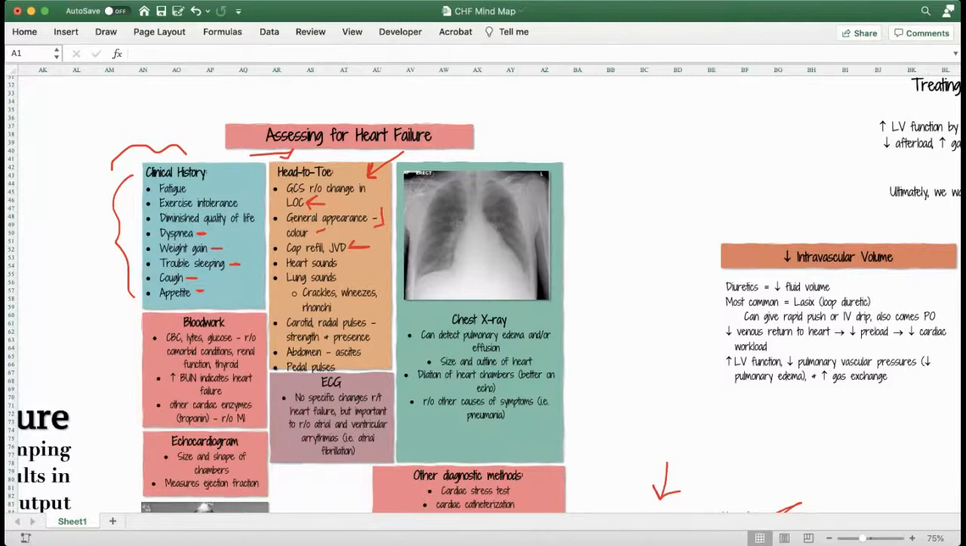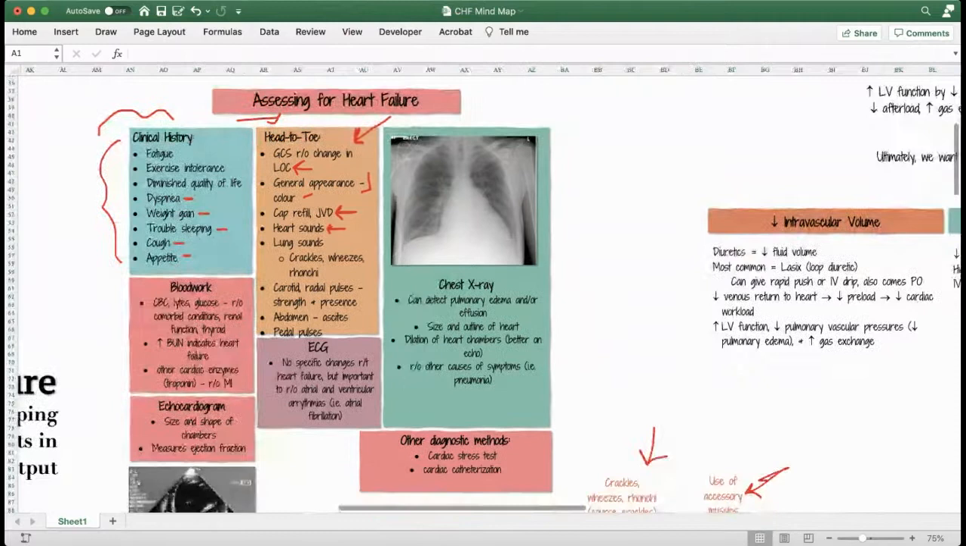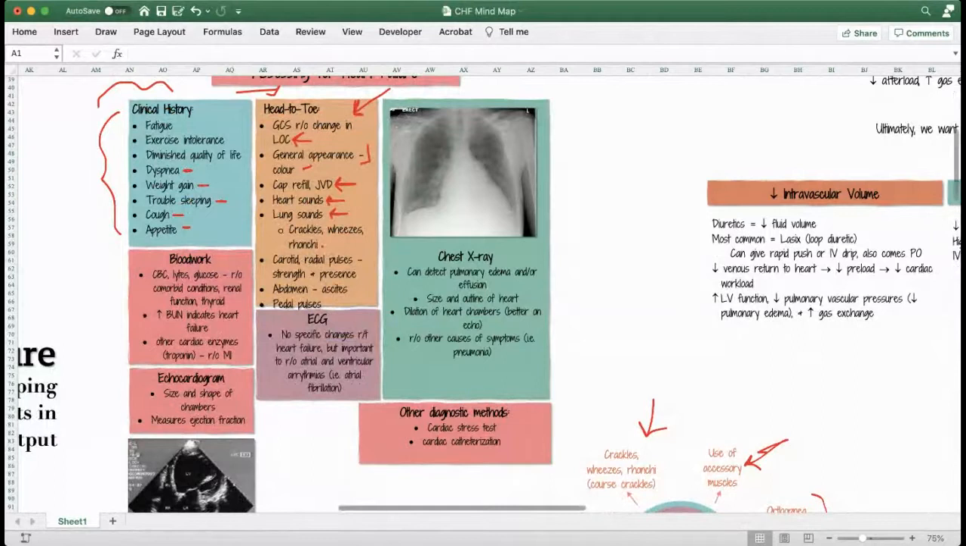You want to hit your cap refill and your JVD. Those are important cardiac things to check. One is to check for perfusion, the other for fluid volume overload. We're obviously going to listen to heart sounds. Here, though, as nurses, we don't need to identify those. We just listen for the presence of a third or fourth heart sound or a murmur, but we're not necessarily identifying those, so that's good. And then lung sounds, you will likely hear your crackles, wheezes. Rhonchi are just really coarse crackles, like big crackles.